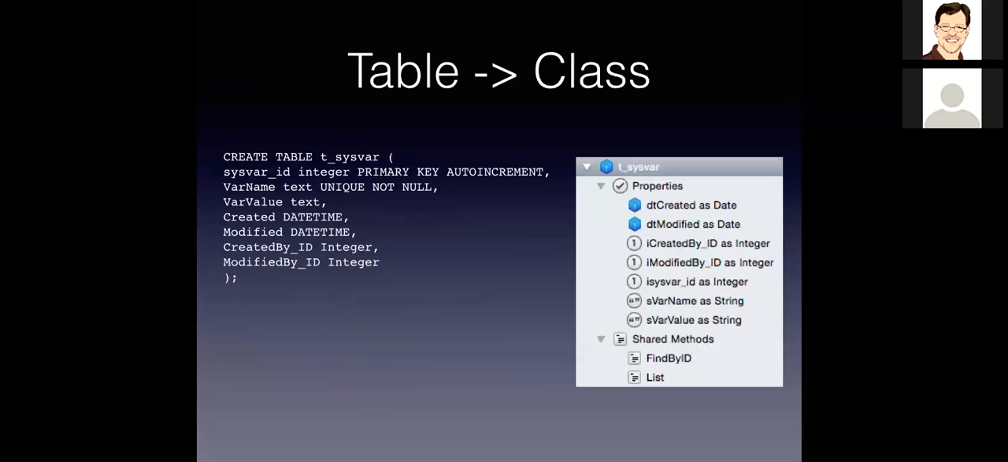Here we have our properties, and then you can see over on the right, we've got tsysvar, which is a class, and it's in a namespace. I didn't show the namespace, sorry, but you can see that we've got properties to match everything that is on the table. And then we've got shared methods, which are created by Argen, but you can create your own, called find by ID and list.